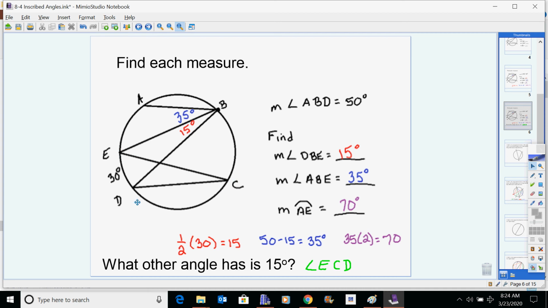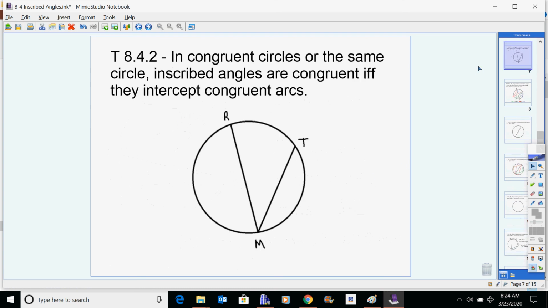Angle ECD is another way of saying DCE. Remember, we don't care about which letters come first and last. You could put the D first, then the E, or the E and the D, but the C is the vertex. That just goes back to our angle measuring conventions we talked about earlier in the year. Okay? All right, moving right along.